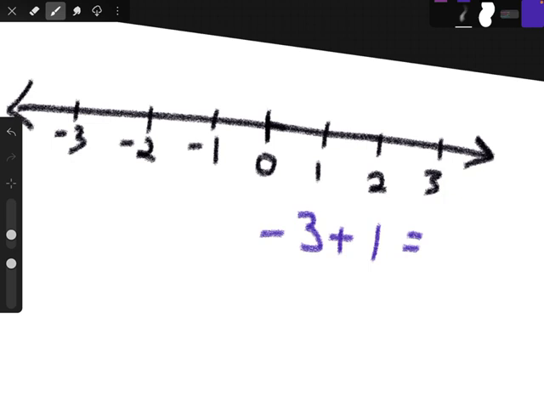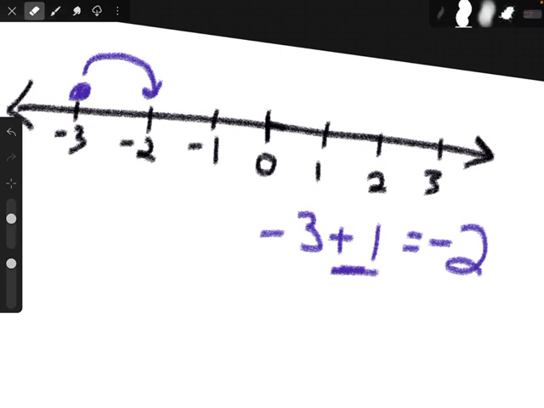Well, we're going to start in the -3 section, right? We're going to start over here. Plus 1, we go to the right, because if it was -1, we would go this way. But it's plus 1, so we're going this way. So the answer is -2. Make sense? Kind of, sort of. Let's do one more.